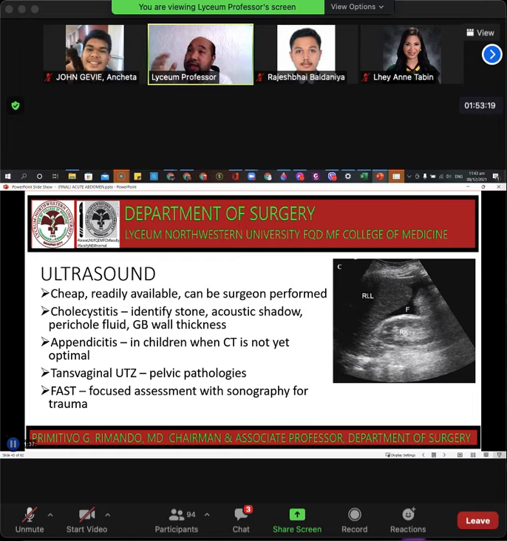For example, we now have societies of clinicians who do ultrasound. For surgeons, we call it the PISUS, the Philippine Society of Ultrasound Surgeons. Internal medicine has a society for IMs who do ultrasound. Anesthesia has societies for doing ultrasound. So this is already a global trend.